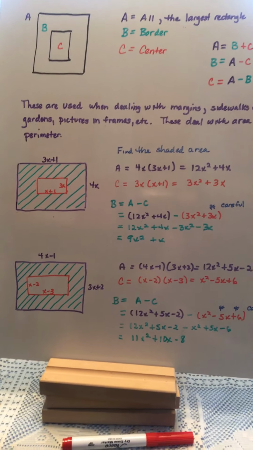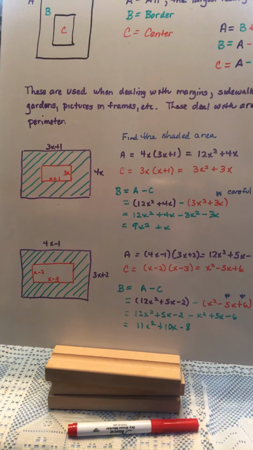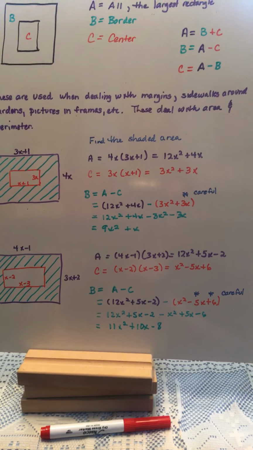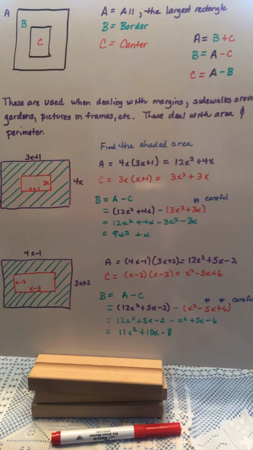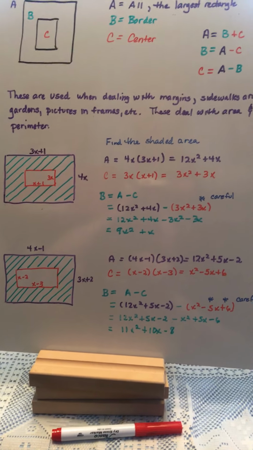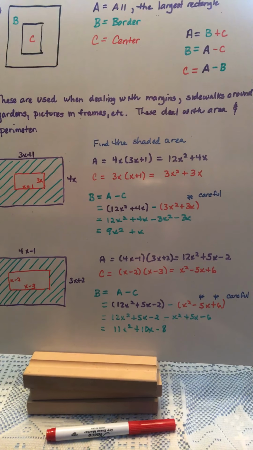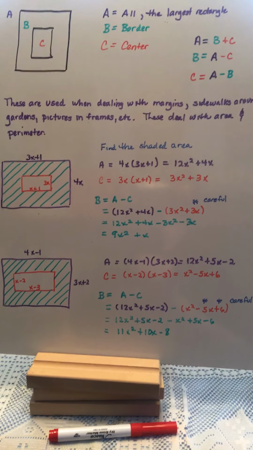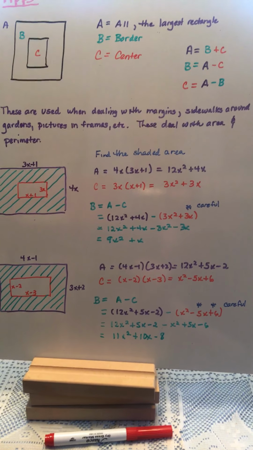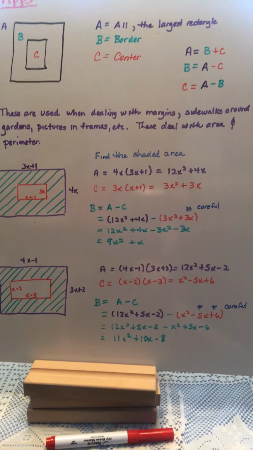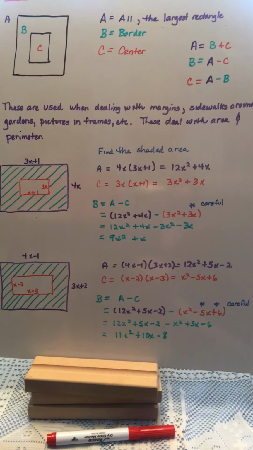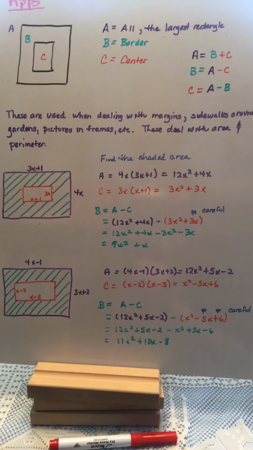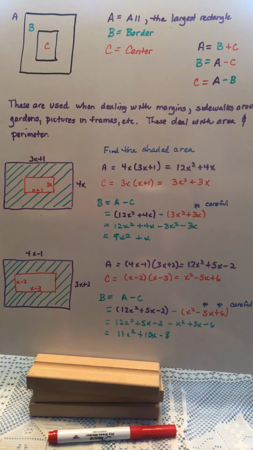So now I'm going to ask you to find the green shaded area. And like I said, this could be a piece of paper where you want to know how much area the border is really going to take out of your typing paper that you're creating. Again, how much area is the sidewalk around a garden or a pool? What is the size of the border around my picture in a frame? So at any rate, what am I going to do?